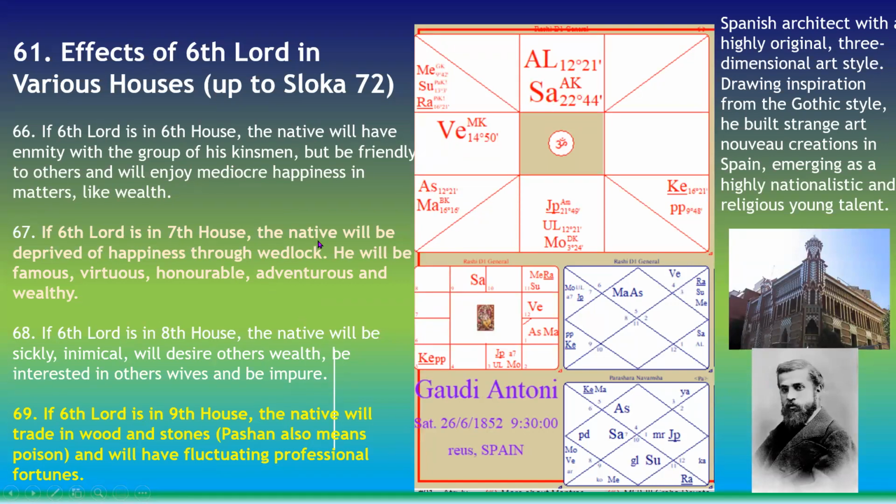But here Parashara is saying the native will be deprived of happiness through wedlock. He will be famous, virtuous, honorable, adventurous, and wealthy. No doubt he will be all that, but he will have problems in his relationship.